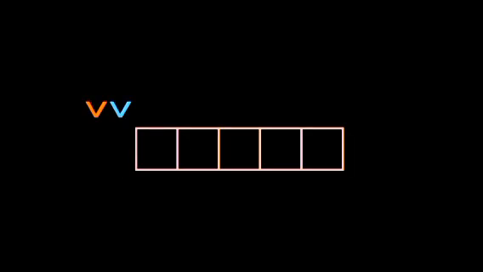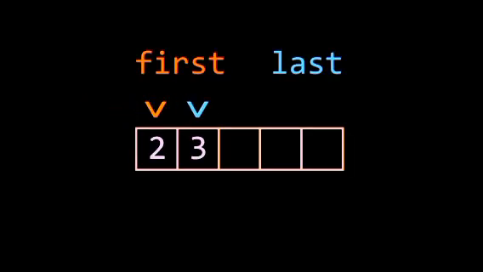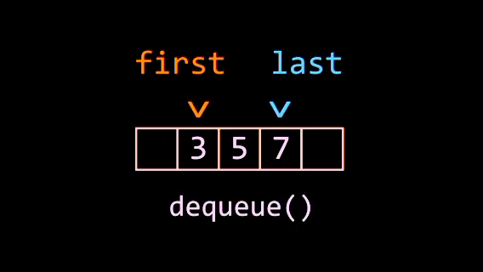A queue follows the first in first out principle and uses 2 pointers, one for the first item that was added and one for the last. Any new item gets added after the last pointer, which is then updated, and dequeuing starts at the first pointer.